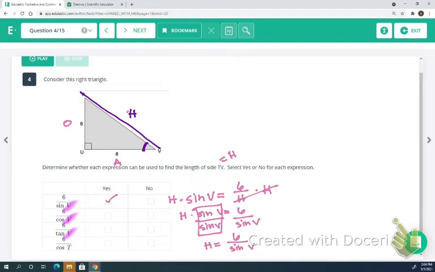Now I'm going to go ahead and do the same for V, and it's going to be cosine. Let me just choose a different color there. So we're looking at cosine. So cosine of V now is going to be the, sorry, not the opposite, it's going to be the adjacent over the hypotenuse. So the adjacent side here is equal to 8. The hypotenuse is still H.